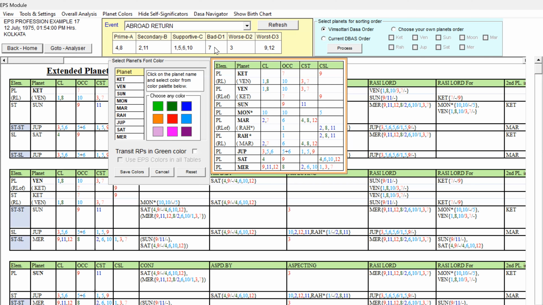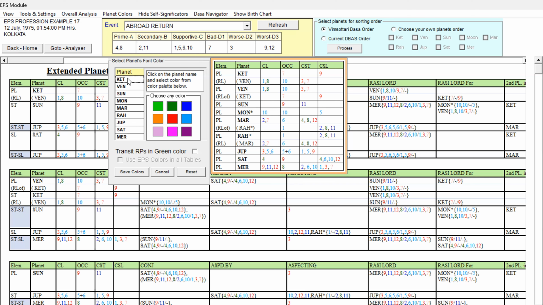So the 7th house is also in general a favorable house for talking about abroad. So 7, 3, 9, 12 are coming under the unfavorable for travel back to the homeland, and 4, 8, 2, 11 are favorable, and 1, 5, 6, 10 are supportive houses.